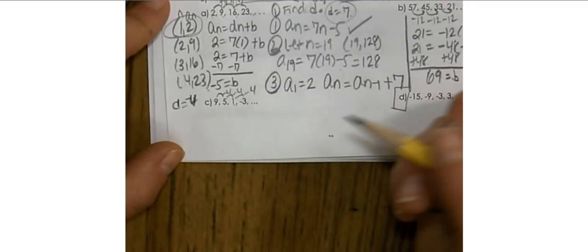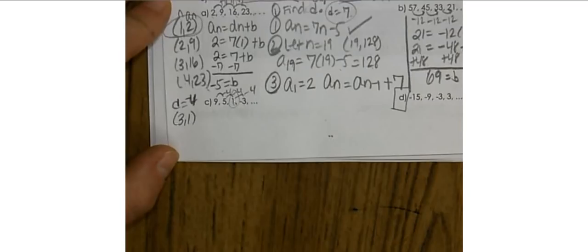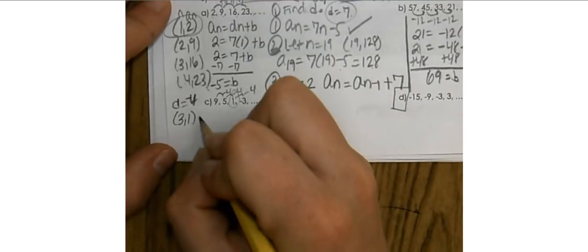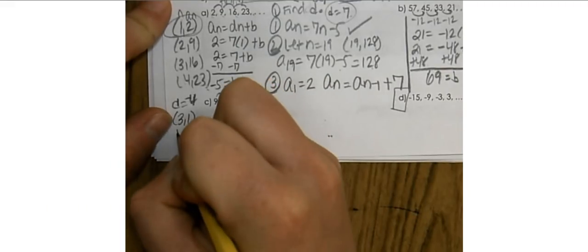So now I need to come up with an ordered pair that I would like. I like this number 1, and it's in the 3rd position, so I'm going to work with 3, 1. And next, I'm going to substitute these values into my formula. So this is my a sub n, the number 1, and n is equal to 3.